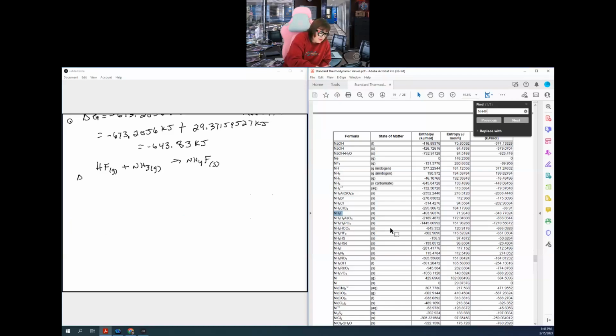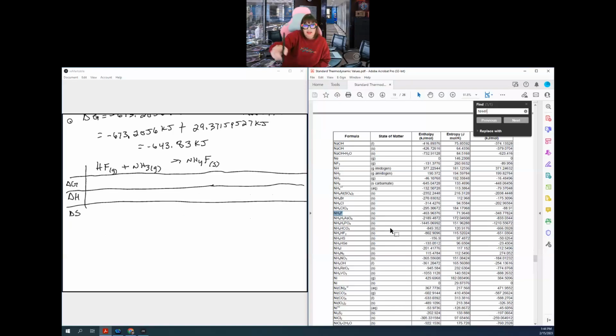And this time I'm going to go delta. Try and neaten things up a little. Delta G here, delta H here, and delta S there, which are not the order that they appear in the table. Those are delta H, delta S, and then delta G. And of course, units on each of these. Delta G is going to be in kilojoules per mole. Delta H is in kilojoules per mole. And delta S is in joules per Kelvin.